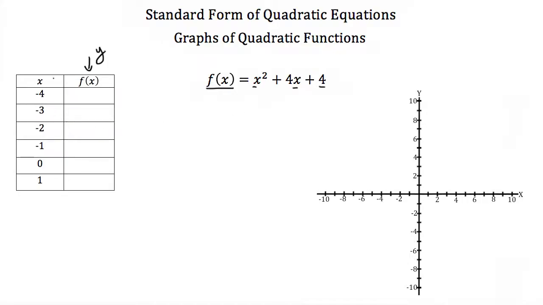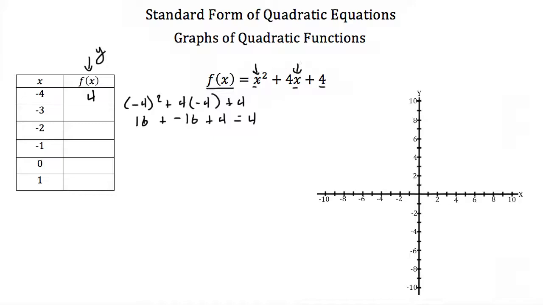The first one is -4, so if we plug that in, we'll have -4 squared plus 4 times -4 plus 4. And again, I'm just plugging -4 in for x. -4 squared is a positive 16. 4 times -4 is -16, and then plus 4. 16 plus -16 plus 4 is just 4. So our function value, or our y value, when x is -4, is a positive 4.